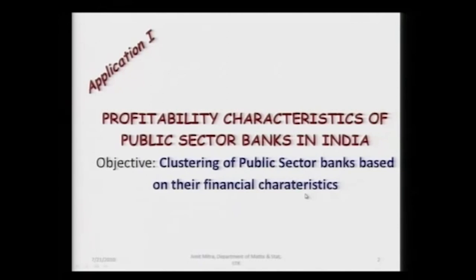Now, when we say that we are looking at financial characteristics of financial companies, it is not that we look at just one variable. It is usually a very high dimensional multivariate characteristic vector. That is what is usually looked at. And thus we have the following case: we have k number of financial institutions, which in this case are public sector banks operating in India, and each of them has a characteristic vector based on financial characteristics.